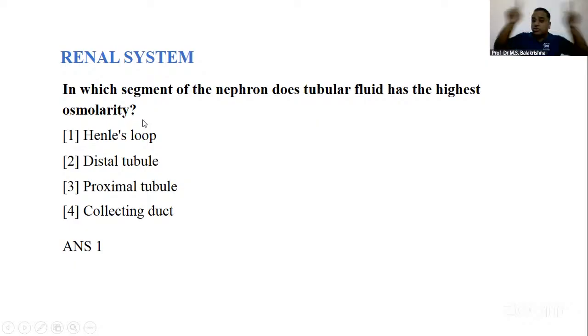In which segment of the nephron does tubular fluid have the highest osmolarity? So I told you the concentration of urine, one chart to remember. Take a screenshot, I told you that. That is the loop of Henle's fluid. These are all facts. Okay, directly you have to learn this.